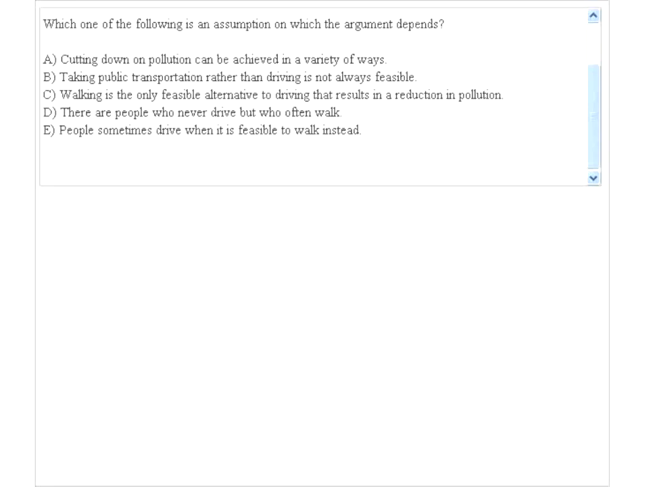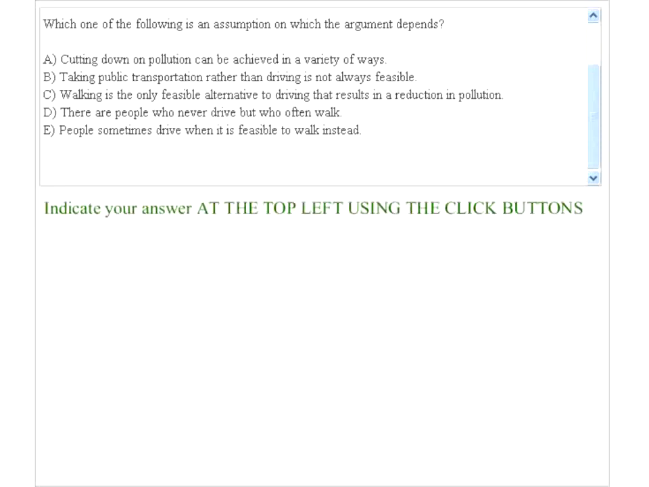Give me a smiley face. Can everybody see the question? Okay, you can see the question. That's good. All right. Remember, please indicate your answer at the top left using the click button. Do not use the text box. Okay, I'm going to put a timer on the screen. It's a pretty short problem, so I'm going to give you about a minute and a half. Give it a shot.